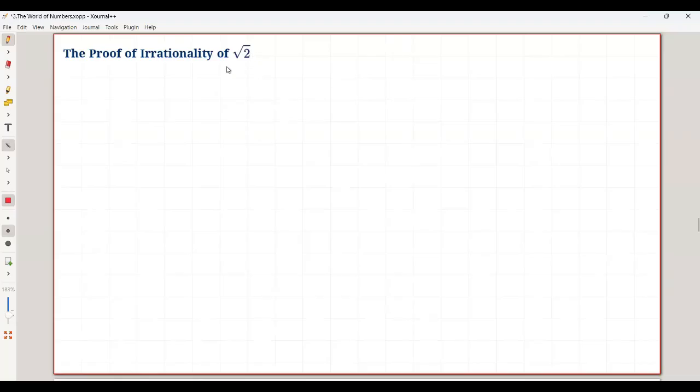Therefore, root 2 is irrational. Proof by contradiction. First I am just going to assume. So, proof. Let us assume first that root 2 is rational.